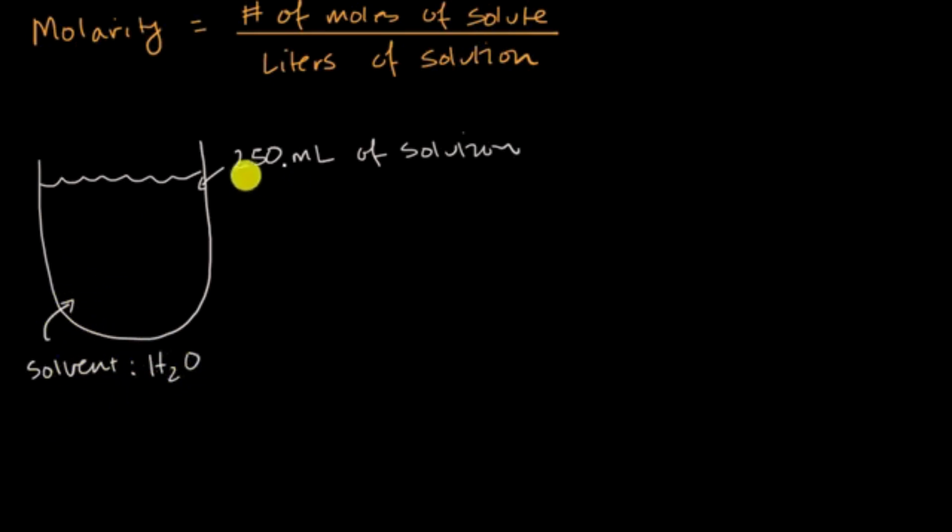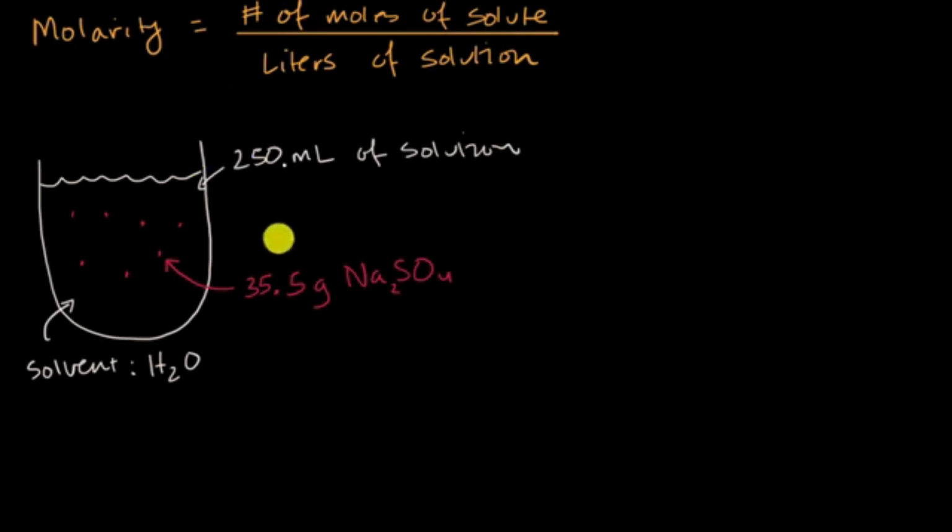And you might say, do we have 250 milliliters of water? And the answer would be not quite, because the 250 milliliters is the volume of the water plus the sodium sulfate. And so we're going to have some sodium sulfate in here. And let's say we know that we have 35.5 grams of sodium sulfate. That is the formula for sodium sulfate. And so given this information, how do we figure out molarity?